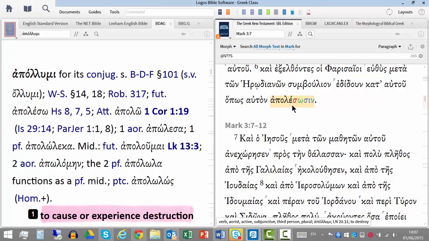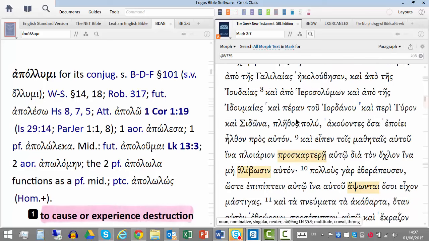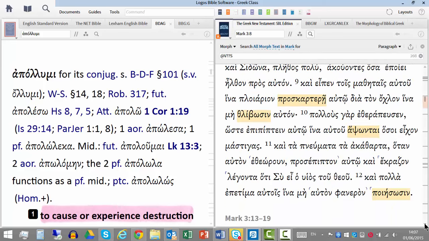You would be pretty sure, without knowing too much about the mi verbs, that we are looking at an aorist active subjunctive third person plural. If I hover over, look at the bottom of the screen, verb aorist active subjunctive third person plural from apollumi. Not so hard, is it? We'll do a few more. I think it's valuable to practice these diagnostics.